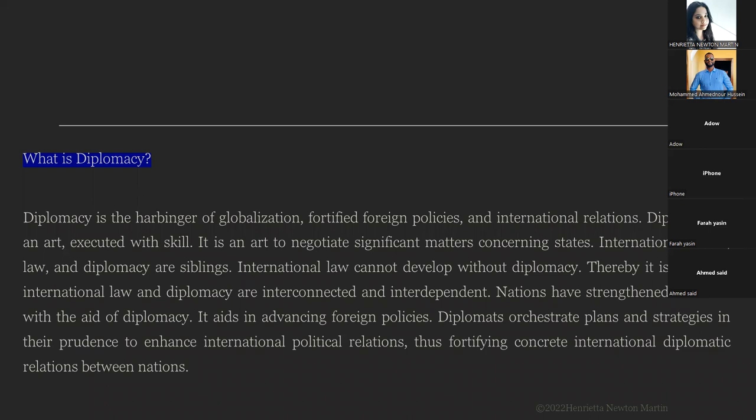Why are we saying that diplomacy is a harbinger of globalization, fortified foreign policies, and international relations? Simply because we need representatives to represent our country at the highest level to enter or engage into talks with some other country. Maybe it could be with respect to solving a conflict or a dispute. It could be a border dispute. It could be some war-connected problem.